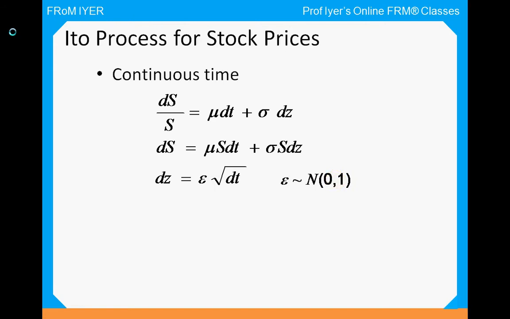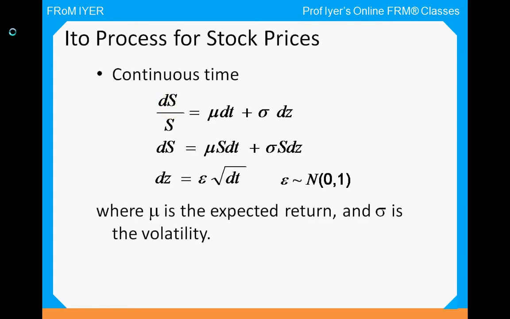Now what this process is talking about is this ds by s, and it's saying that it is a function of two things, mu and sigma. So what is mu? Mu represents the expected return of the stock and sigma represents the volatility. So the Ito process is basically a function of these two terms, the expected return and the volatility, or the deterministic and the stochastic term.